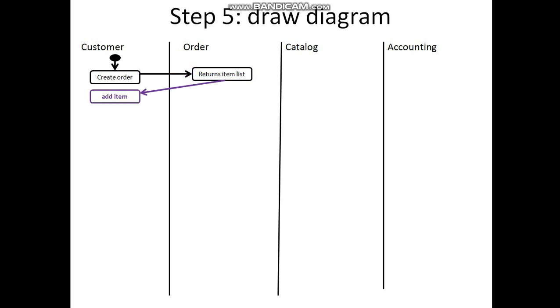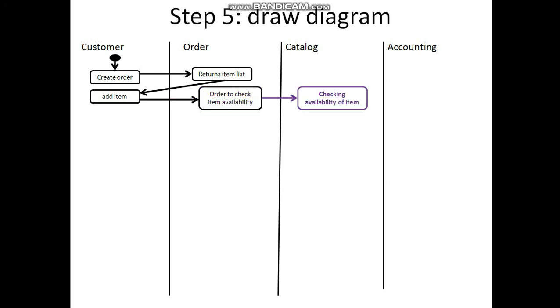Next, add item is done by the customer. After that, the order to check item availability activity is done by the system. Next, the check availability activity is done by the catalog unit. The second activity done by the catalog unit is send available item and amount. According to our example, only the available items are added to the cart. Because of that, I use a decision symbol here. If the item is not available, the process ends. You can see the end symbol here.